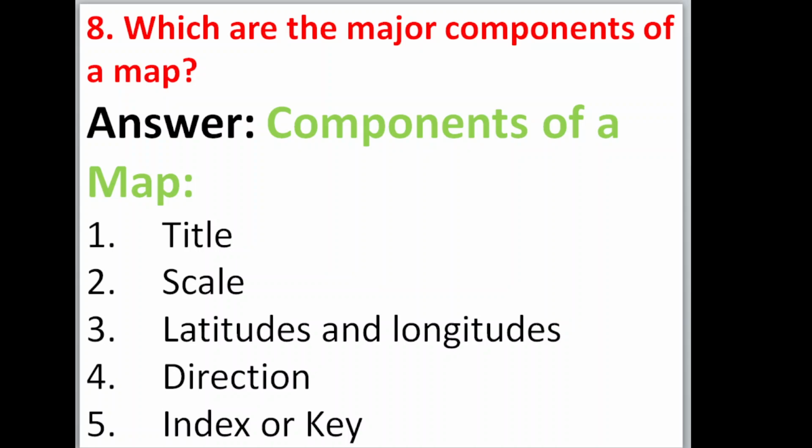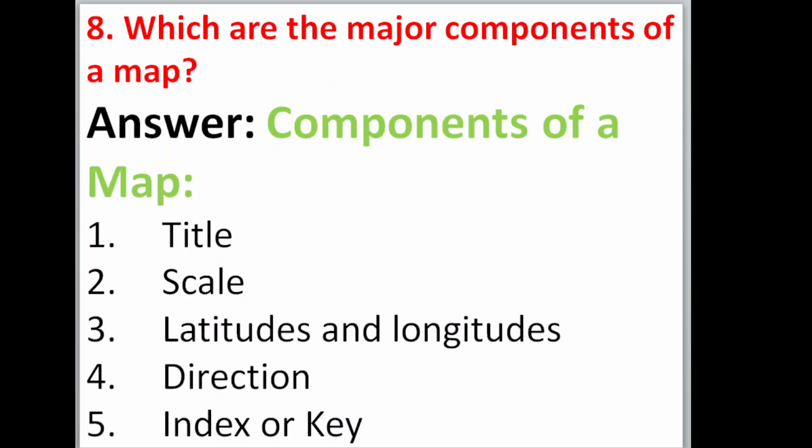Which are the major components of a map? There are totally five components of a map. These are very essential. First one is the title, like an Indian map, a world map, a Karnataka map, a Belgavi map, or a village map. Particularly, one title should be there.